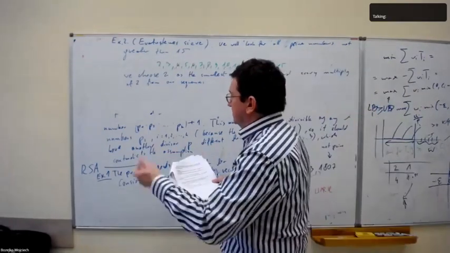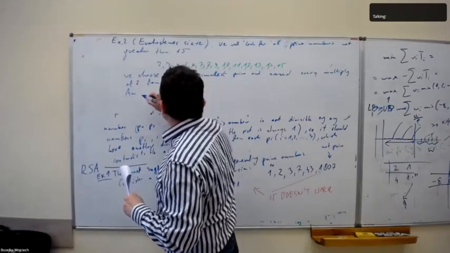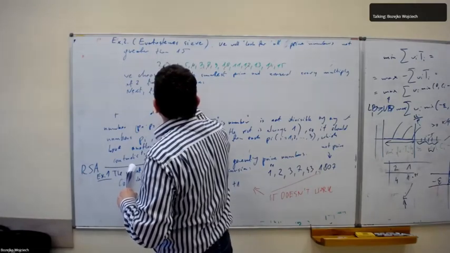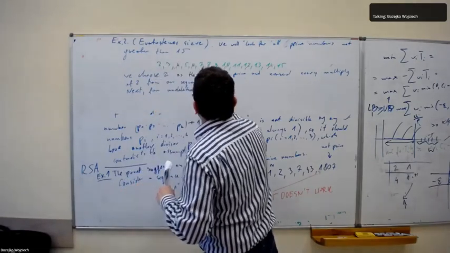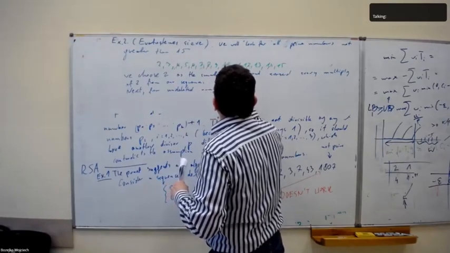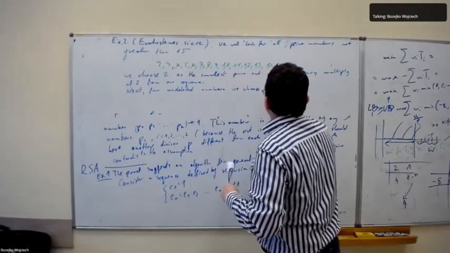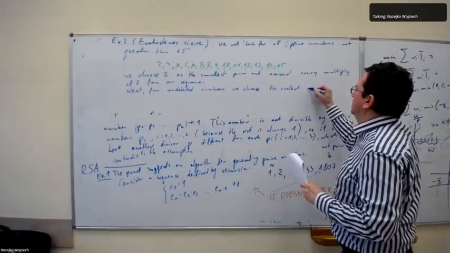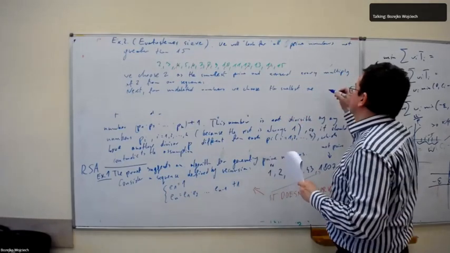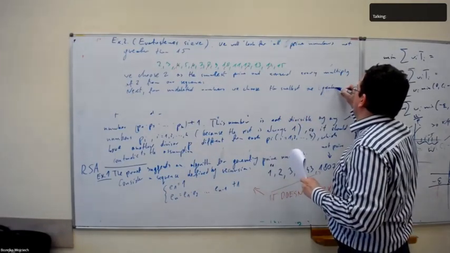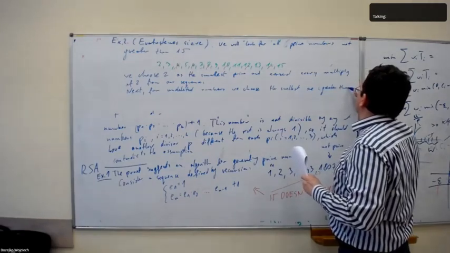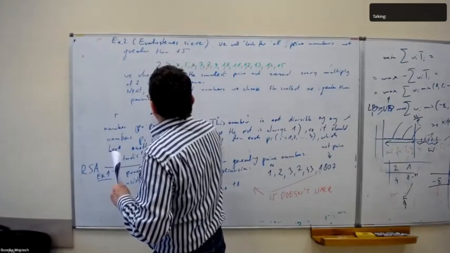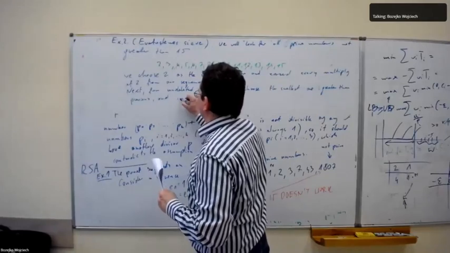Next, from the undeleted numbers, we choose the smallest one greater than the previous one, and continue the process.